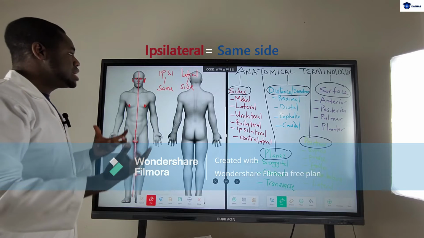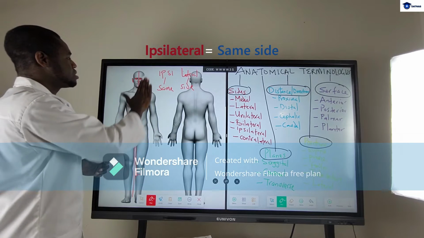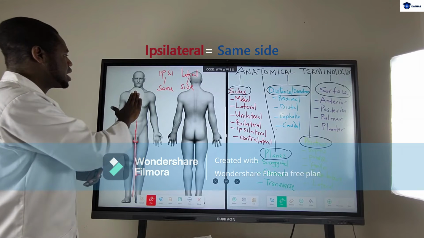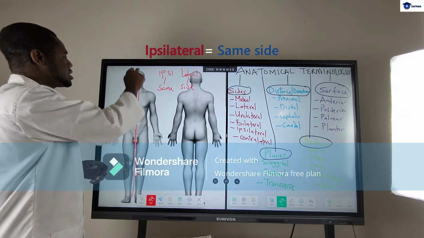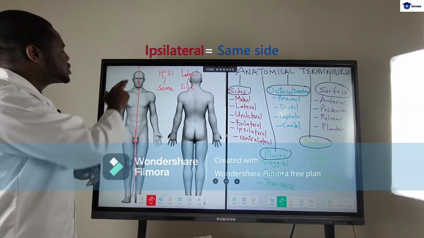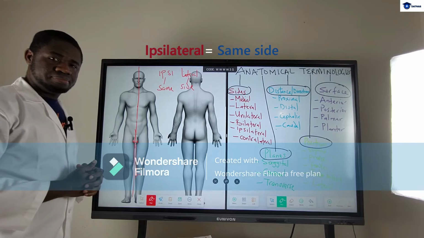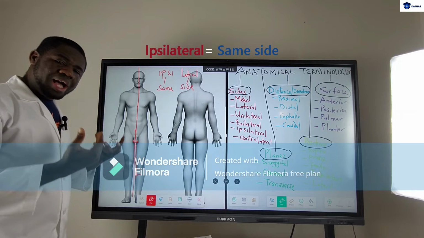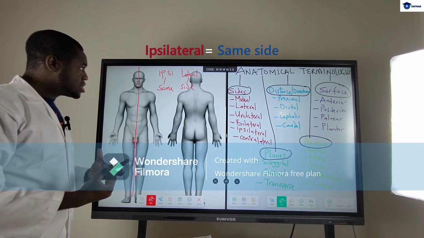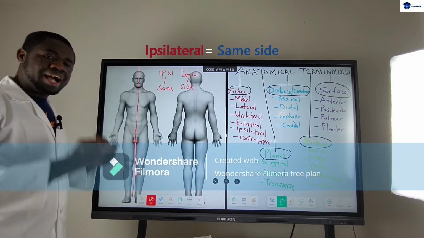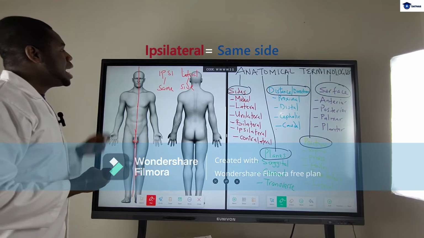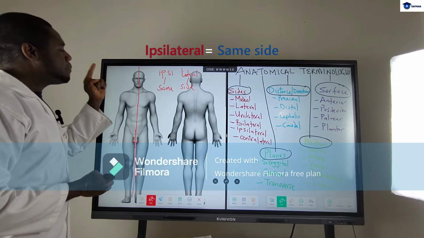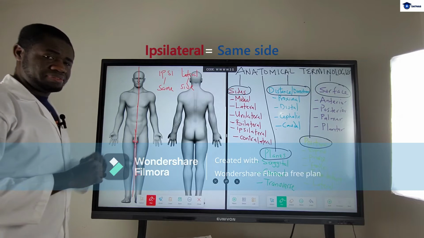Ipsilateral means same side. For instance, if I say that this man is blind in the right eye, he also has discharge from the ipsilateral eye. That is, I'm still talking about the right eye. I'm still talking about the same eye.